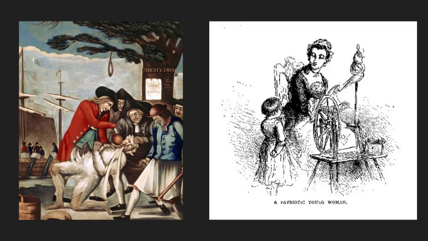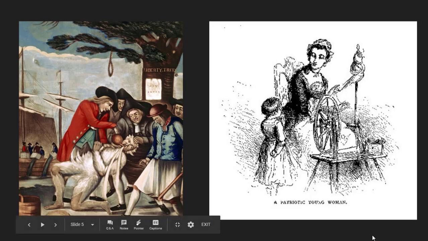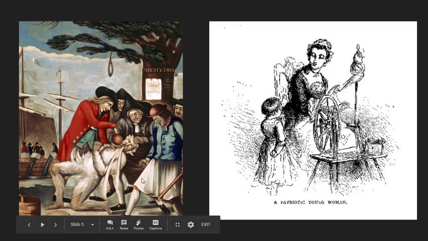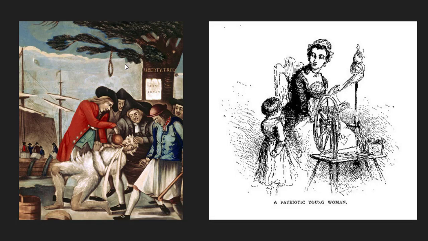The picture on the right here, take a look at it first. It says a patriotic young woman, and it depicts one of the Daughters of Liberty in front of the spinning wheel. She's making some clothes. The picture on the left I think is very interesting though. The tree in the background says Liberty Tree, and you can see in the tree that there is a noose, and the Stamp Act is hung up in the tree, but it's upside down.